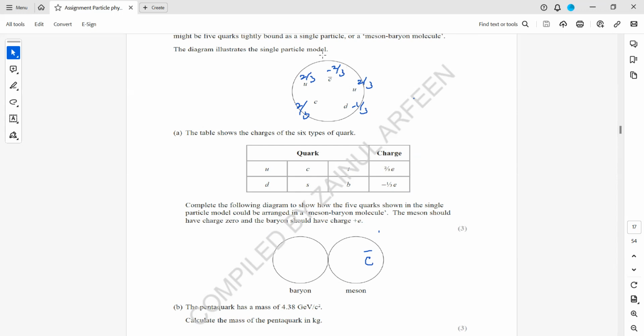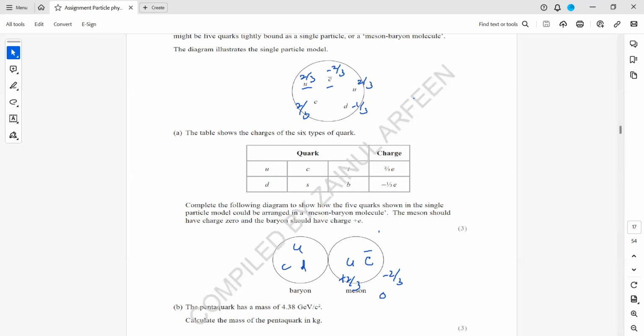So if it is minus 2 by 3, I want a particle which is plus 2 by 3. So which particle is plus 2 by 3? I have two options, either up or charm, but I cannot put charm because it will annihilate. So I will put up. So it will be plus 2 by 3 and minus 2 by 3. So the net charge on the meson will be 0. And then what are we left with? We use this and this. So we are left with up, charm and down, charm and down.